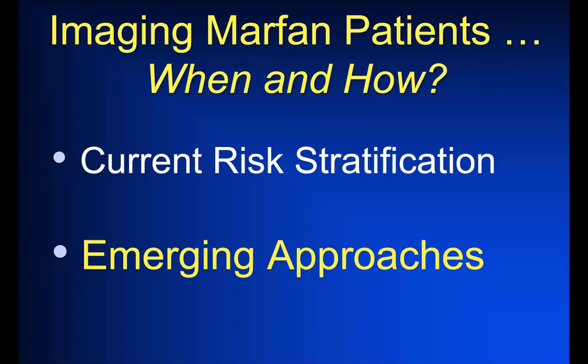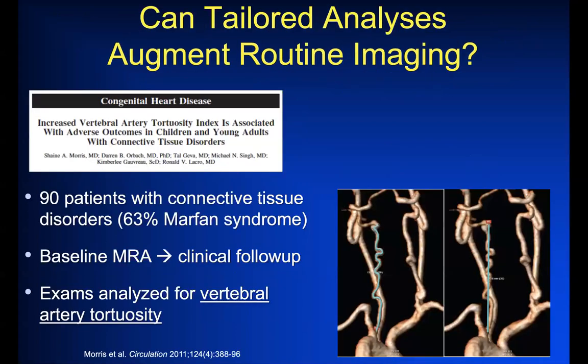What these data really highlight is the need for emerging approaches, better technologies to predict dissection risk and identify those people who have bad outcomes both before and after surgery. A number of groups have looked at this. I'm going to highlight data from Dr. Morris's lab, who's done outstanding work looking at aortic tortuosity, and then I'm going to touch base on some of the work that we're doing.